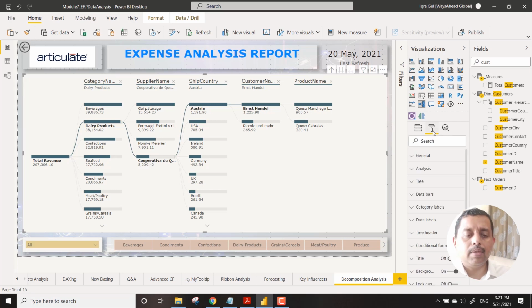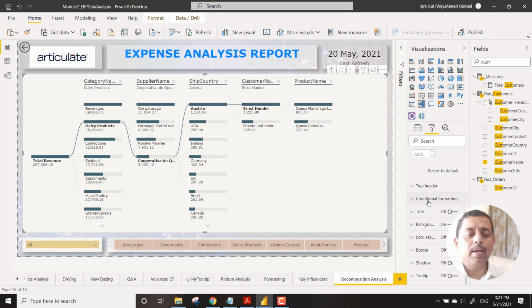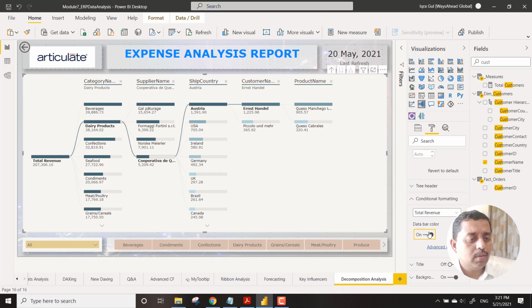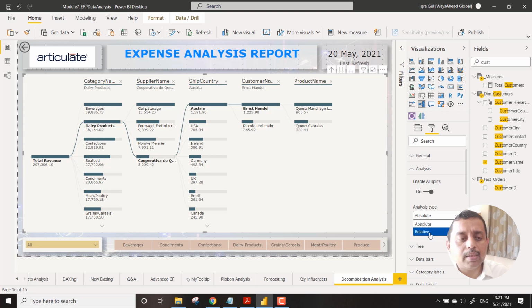And then there are many features and options. We can put in data bars, go for data labels, and all these things can be handled. Even conditional formatting can be handled over here, right? You can put in some advanced controls and other things to get the details and data. You can go for the AI splits of absolute or relative terms. So all these details can now be seen as a part of your decomposition analysis.